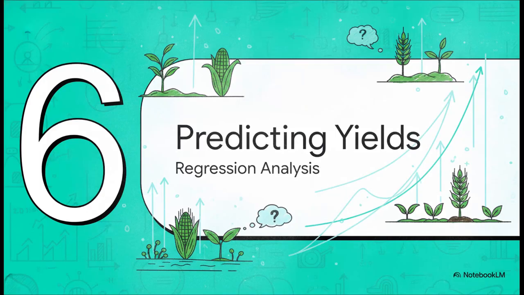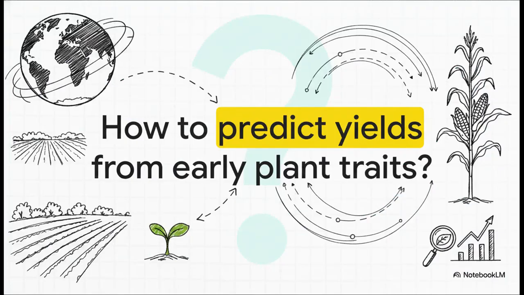Which brings us to our final stage, Section 6, Predicting Future Crop Yields. This is where we use predictive modeling to quite literally look into the agricultural future. Think about the massive scale of global farming for a second. You simply can't wait until the end of the season to guess your food supply. So how do we predict a massive harvest from just a few early plant traits? How do we take the leap from observing a plant's current early state in the field to accurately predicting its ultimate harvest yield months down the line?